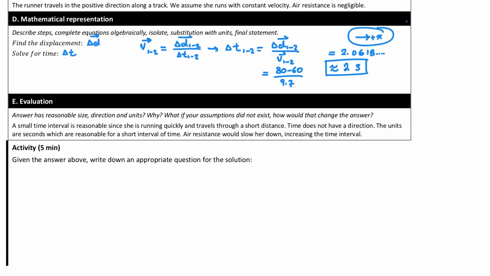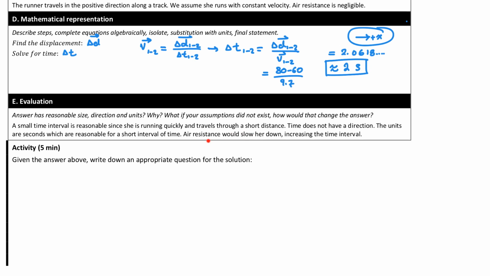When you're doing an evaluation, you have to talk about whether the answer has a reasonable size, direction, and units. Why? What if your assumptions did not exist? How would that change the answer? In this particular case, a small interval of time is reasonable because she is traveling a very short distance, only 20 meters. Time does not have a direction, so there's no direction here. The units are in seconds, which are also reasonable for that short interval of time.